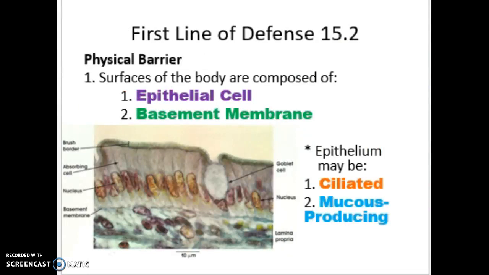So let's take a look at your first line of defense, which are your physical barriers. If you think about it, your skin is the first physical barrier that prevents things from getting into your body. But then when you look at all of your portals of entry, all of your openings, there's usually something like epithelial cells that produce cilia or that are mucus producing. So the surfaces of the body are composed of epithelial cells attached to a basement membrane. That membrane is what attaches your skin then to your muscle and other attachment points. That epithelium, again, might be ciliated or it might be mucus producing.